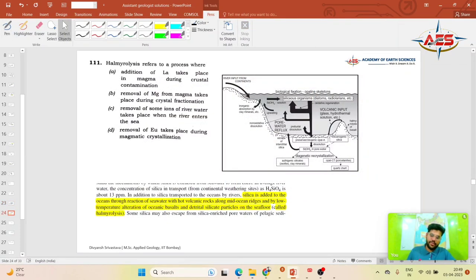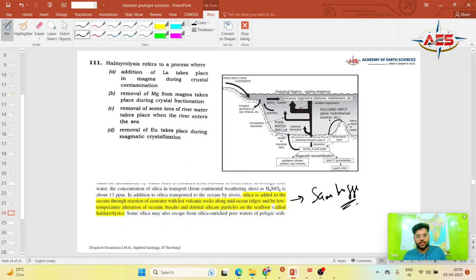111. Okay, so halmyrolysis. I'm also not familiar with this. I hadn't heard this term before this exam, so this term is new to me also. Halmyrolysis refers to a process. As you can see, I have taken this information from a source where they have mentioned how silica is added by various methods.